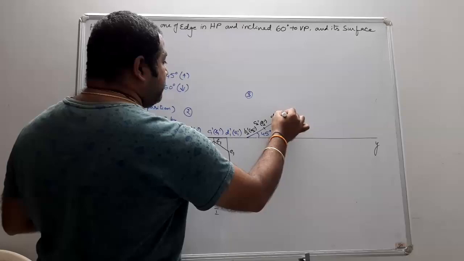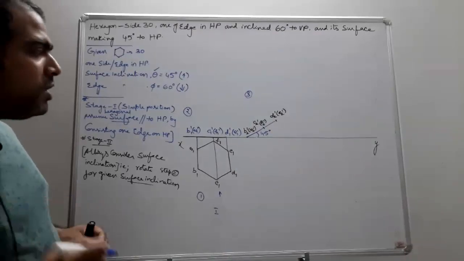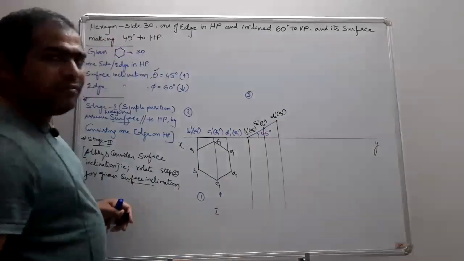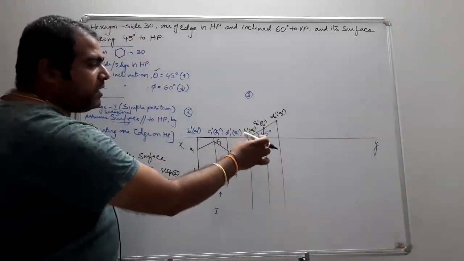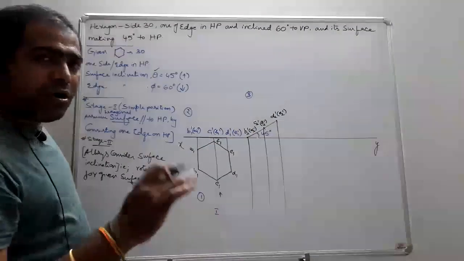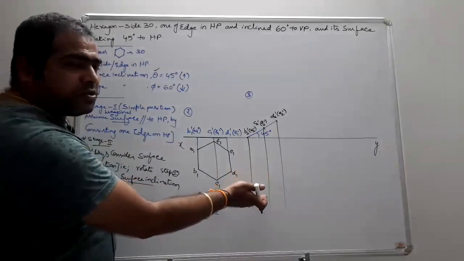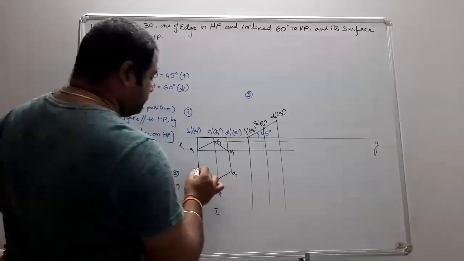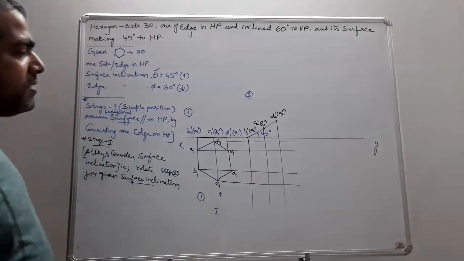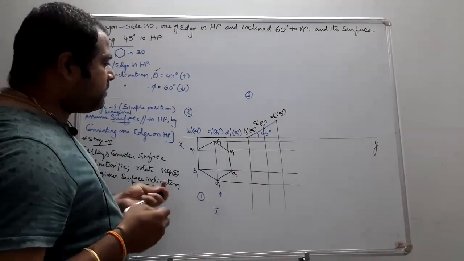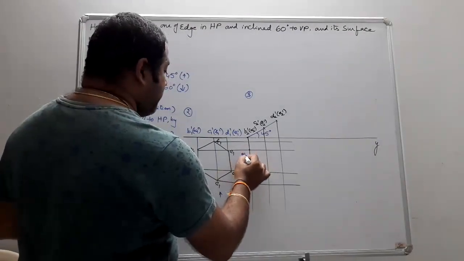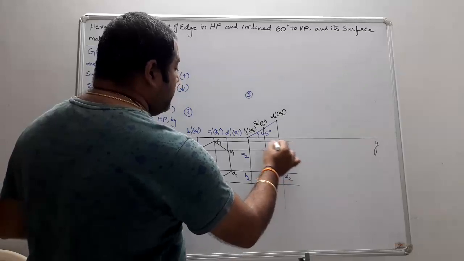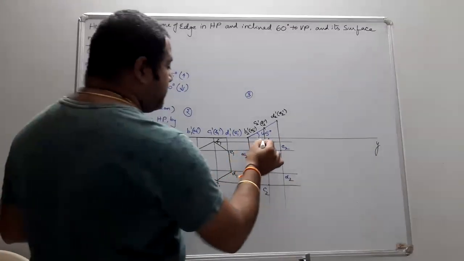Okay, now I have obtained my second front view. How can I obtain my second top view? Draw the vertical projectors from the front view obtained in step 3, and draw the horizontal projectors from the previous top view. Here is the previous top view, so I draw the horizontal projectors. Now mark the intersection points. These become A2, B2, C2, D2, E2, F2. Now join all the points in sequence.